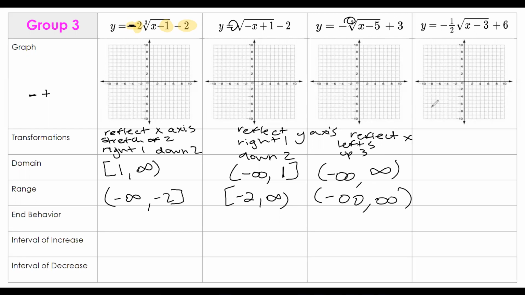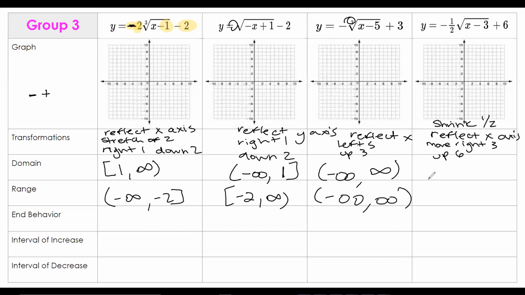On the last one, we have a reflection across the x-axis. We have a move right of three, up six. And we have a shrink of one half. Okay, that's going to be this guy out front. This is the first time that we're seeing shrink instead of stretch.